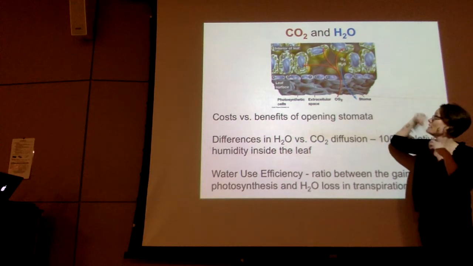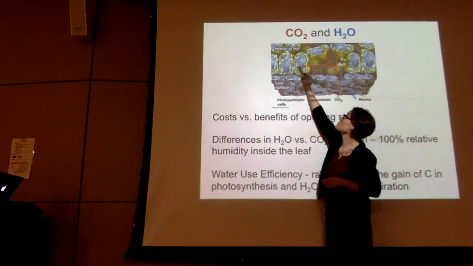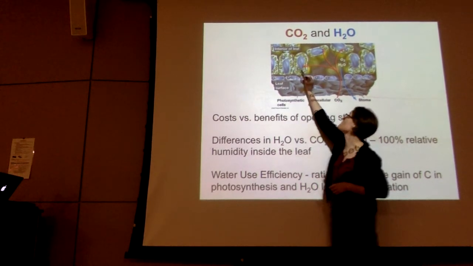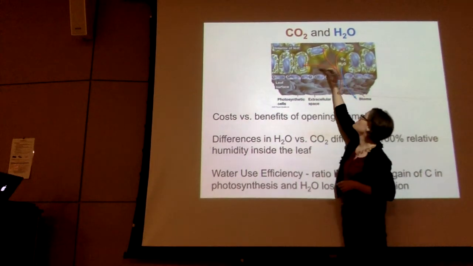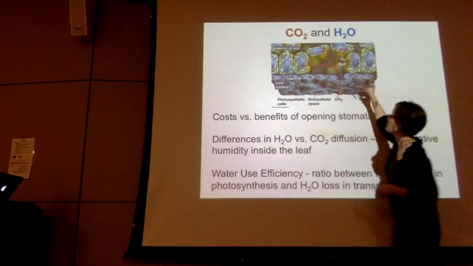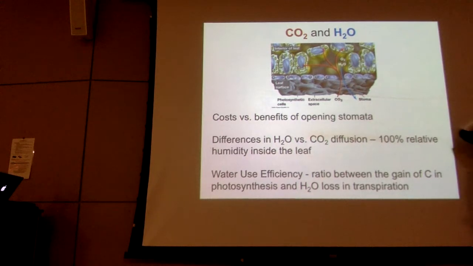Okay. And then the CO2, as long as photosynthesis is happening and carbon keeps getting taken up and fixed by the cells, then the CO2 concentration in here is going to be less than outside, and so it will keep sort of sipping that CO2 up. So we need to maximize our water use efficiency, the ratio between gaining carbon and photosynthesis and losing water.